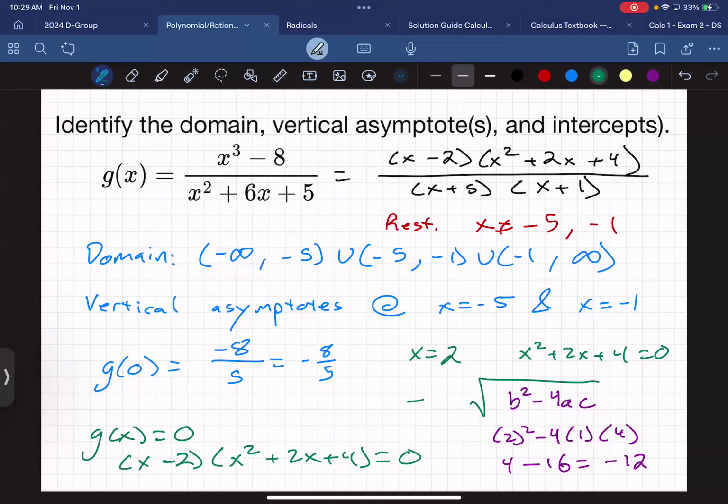Right, remember it's -b plus or minus, and this is what is under the square root. So that means this is going to give me results that are not real. So make sure you write not real here and don't do the whole thing. Now, if I told you to find the zeros of the function, yes, give me all of them. But this is where you save yourself time.